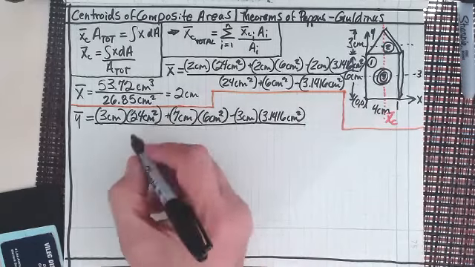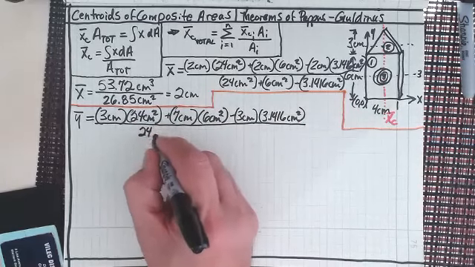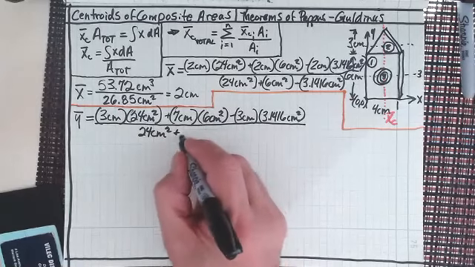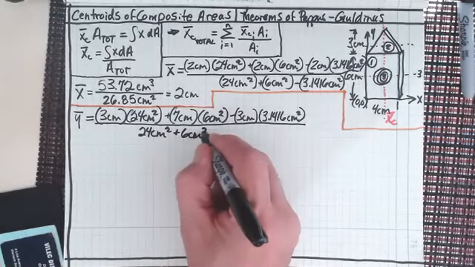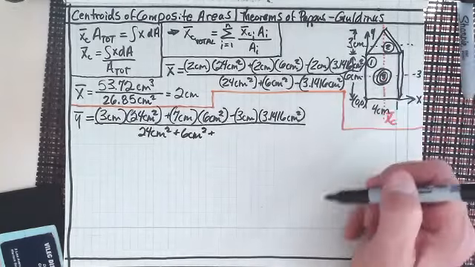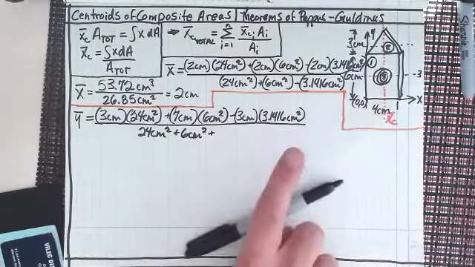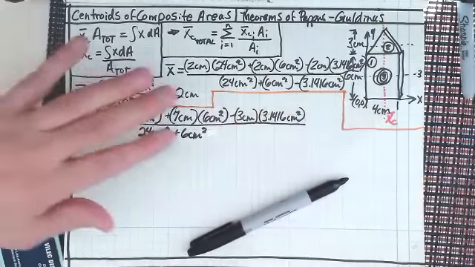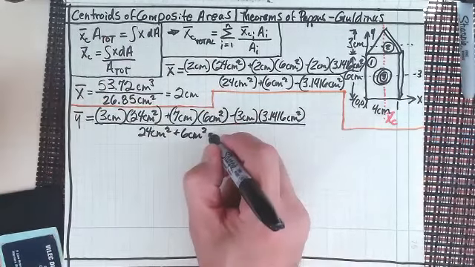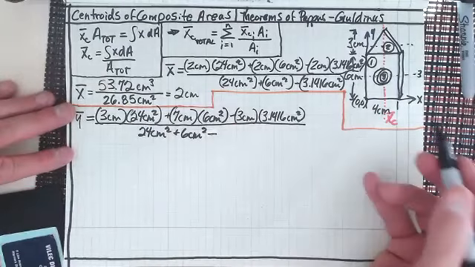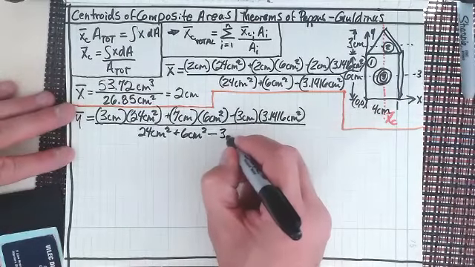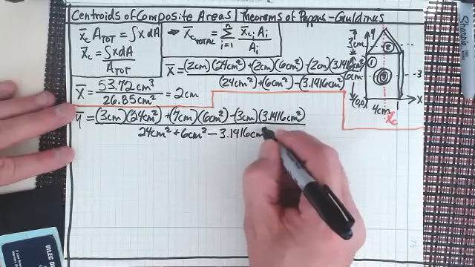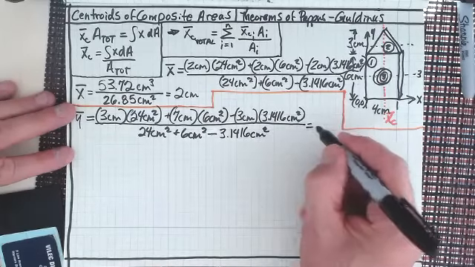And down here, the areas are 24 square centimeters, that's additive, plus 6 square centimeters, that's additive because pow, pow, they're added. And then I'm taking this away. So I don't know why I put the plus there. It should, of course, be a minus. That was the whole point I was trying to make there. It's a minus, and it's 3.1416 square centimeters. All right.